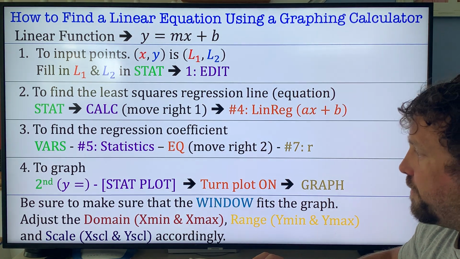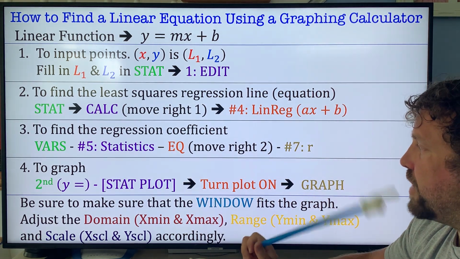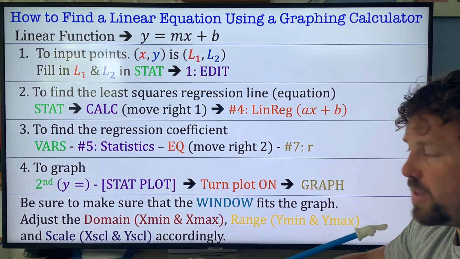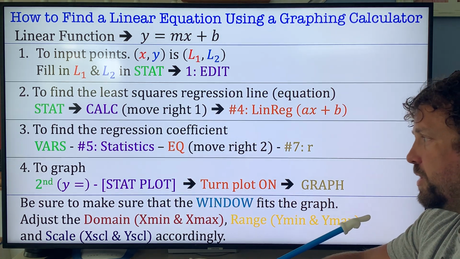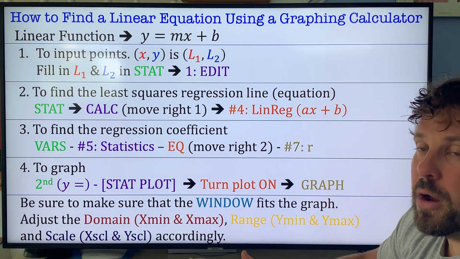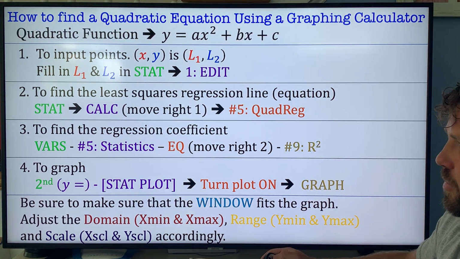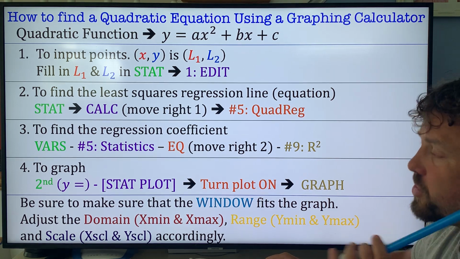To find the regression coefficient, hit the vars button, variables. Number 5, statistics, EQ, and number 7, that gives you a little r, which is your regression coefficient. If you want to square it, you can, and that will give you your percentage. And then if you want to graph it, you can, but we don't have to worry about that right now.